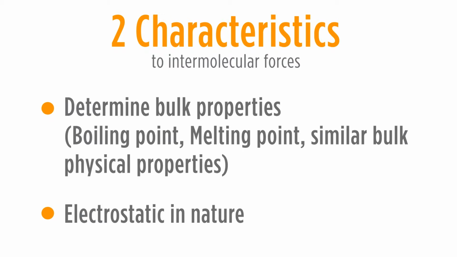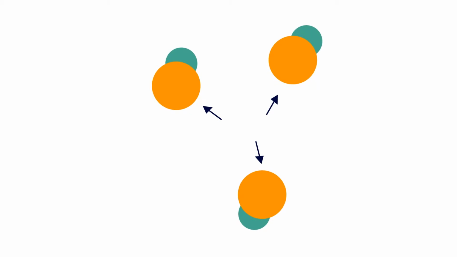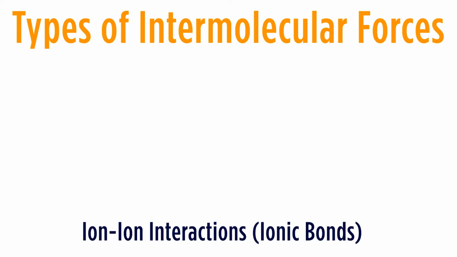As an electrostatic attraction or repulsion, intermolecular forces decrease as distance increases. It's one of the reasons that in gases, when atoms and molecules are very far apart, we can say that the attraction forces between them are very low. There are several different types of intermolecular forces. There are ion-ion interactions. These can also be considered ionic bonds, or intramolecular forces. We're not going to discuss that in detail in this video.